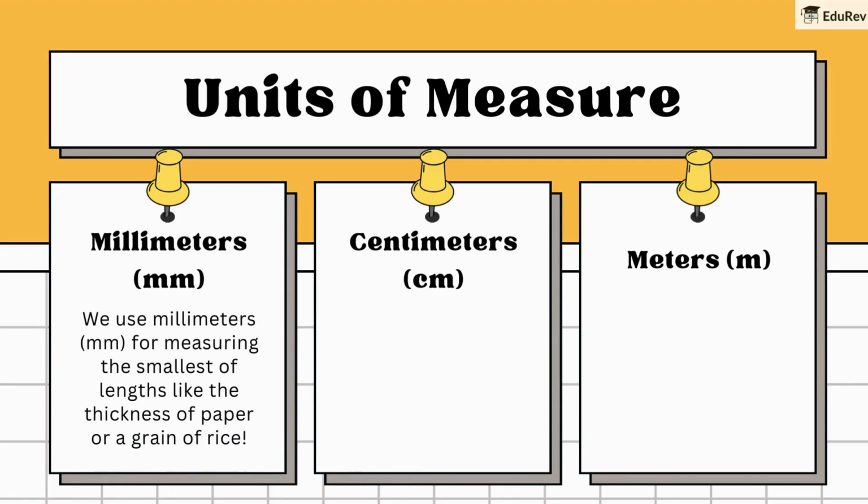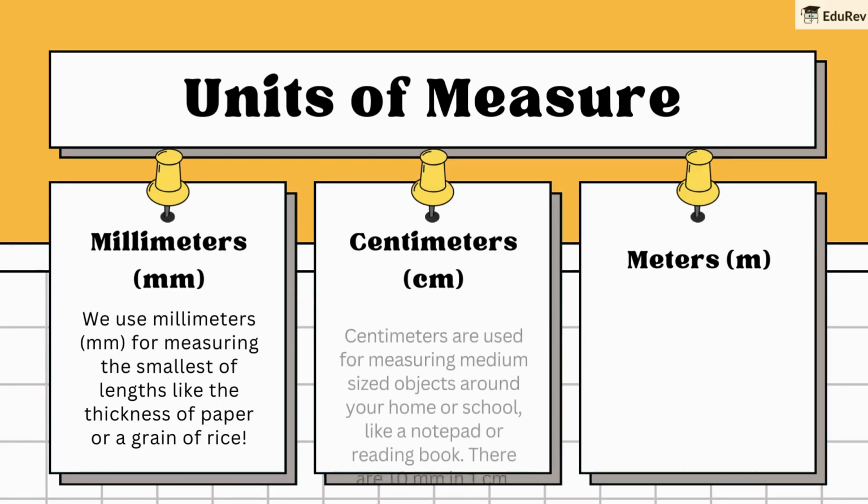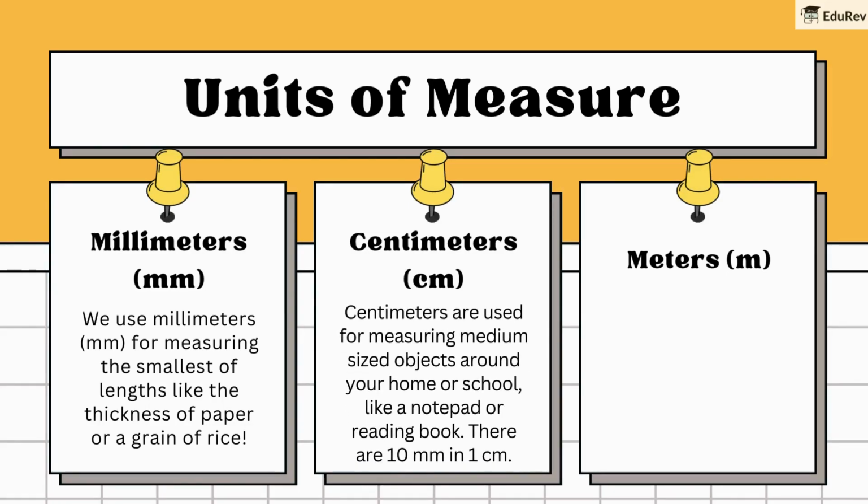We use millimeters for measuring the smallest of lengths like the thickness of paper or a grain of rice. Centimeters are used for measuring medium-sized objects around your home or school, like a notepad or reading book. There are 10 millimeters in 1 centimeter.